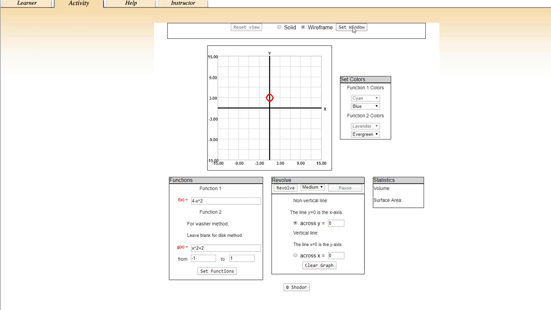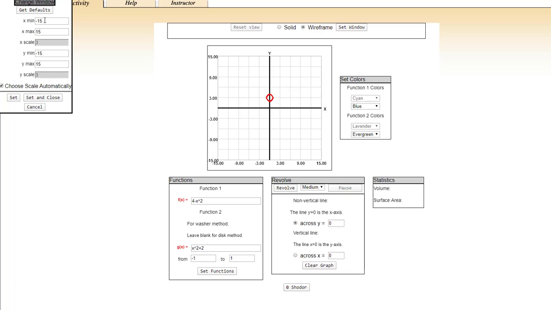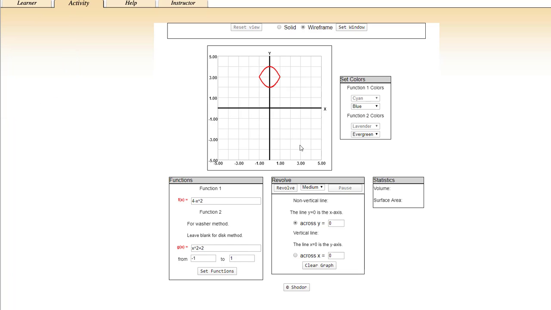We go over here to set window. We can go ahead and zoom that in. Let's say we want to go from -5 to 5 instead of -15 to 15. And when we do that, we'll see it zooms in a little bit, and we can see it a little bit easier. So let's go ahead and revolve that. And this is what our solid of revolution looks like.